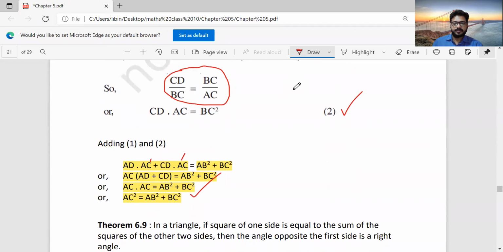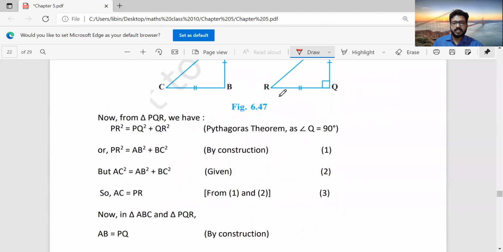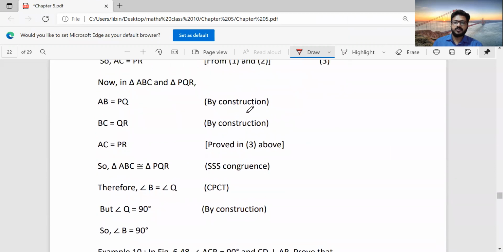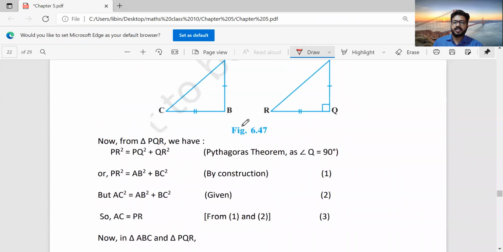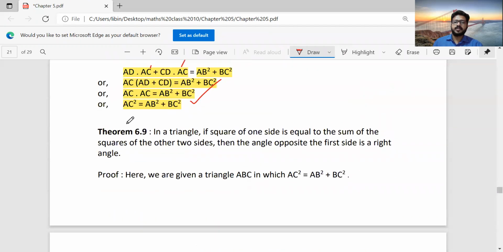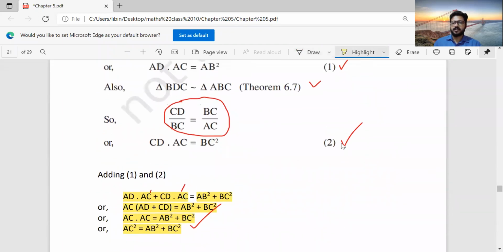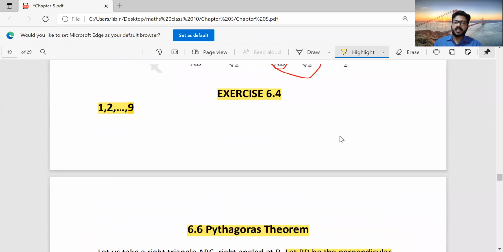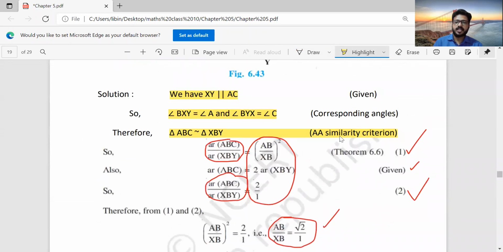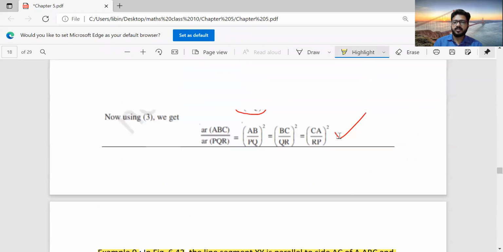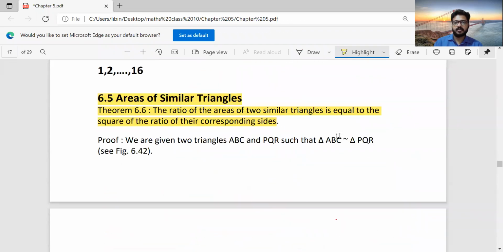So I think the next proof we can consider in the next class, because today we have seen enough theorems. So I don't want to give you a burden. In order to avoid that, I'm not going to prove that next theorem also.